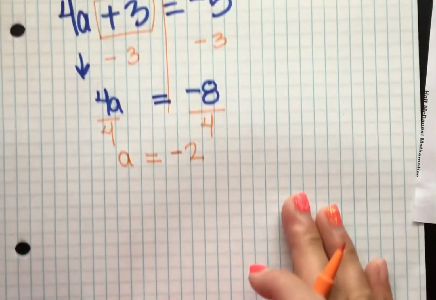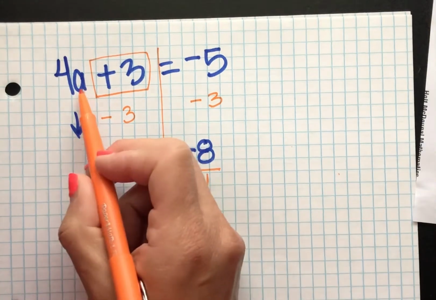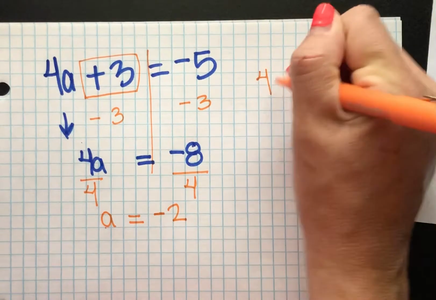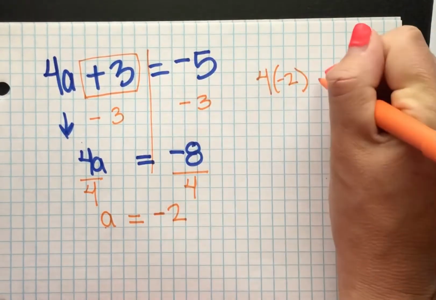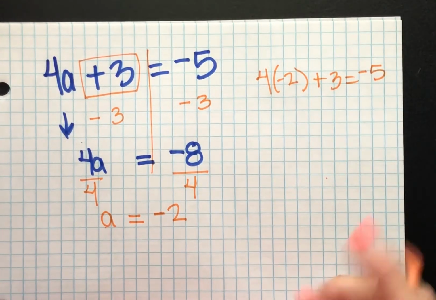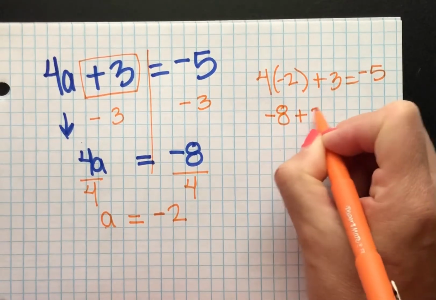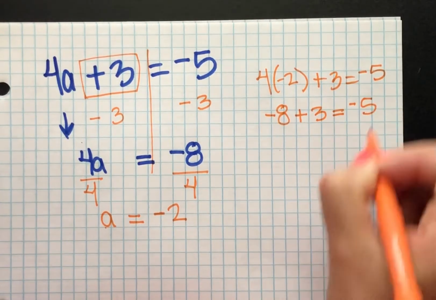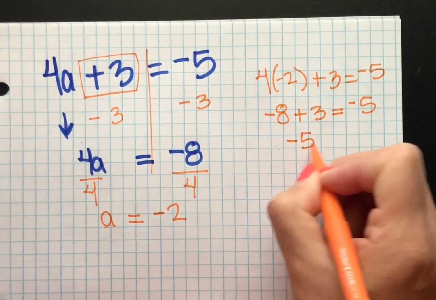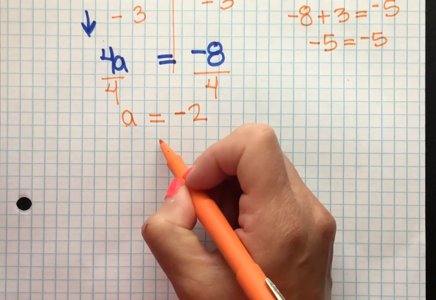And you need to go back and check that. Okay, so you're telling me that a is negative 2. So if I put negative 2 here, I'm going to have 4 times negative 2 plus 3 equals negative 5. Does that make sense? Well, if I multiply this, this is going to give me negative 8 plus 3. And negative 8 plus 3 is negative 5. So you guys know this answer will work, okay?